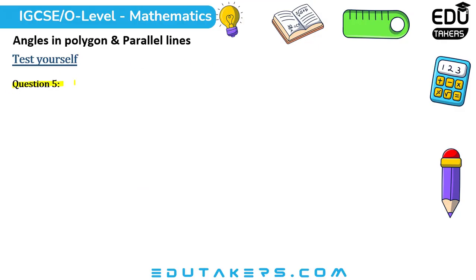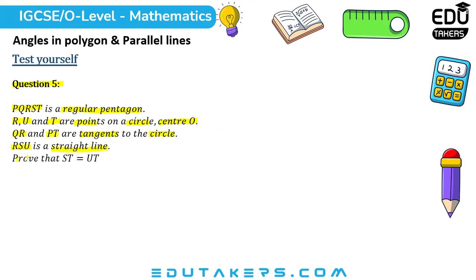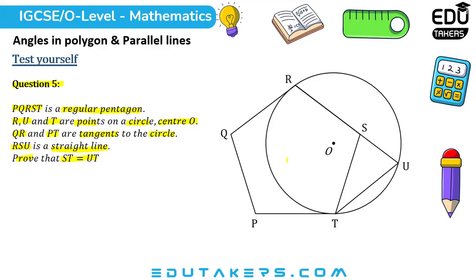Question number 5. PQRST is a regular pentagon. R, U and T are points on a circle. Center is O. QR and PT are tangents to the circle. RSU is a straight line. Prove that ST equals UT. Diagram is given. And it's a 5-mark question.